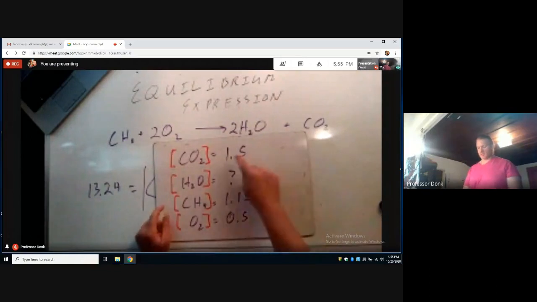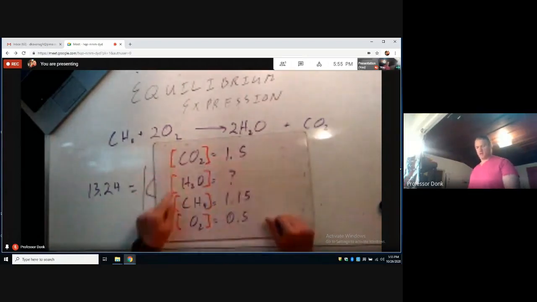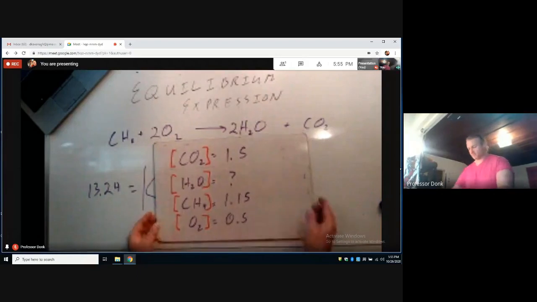Remember that square brackets mean molarity. So these numbers here are not unitless. They have the units of molarity. That's what square brackets around the chemical formula is hieroglyphics for. This is a substitution or solve for X type problem.